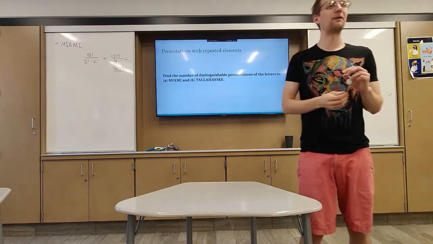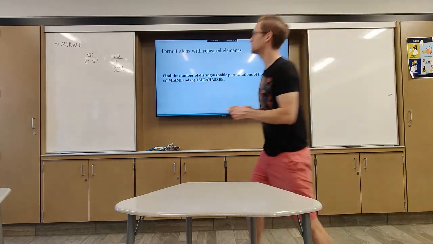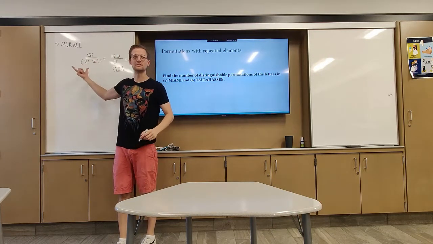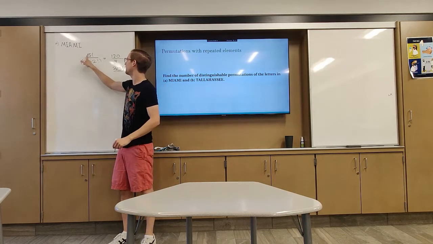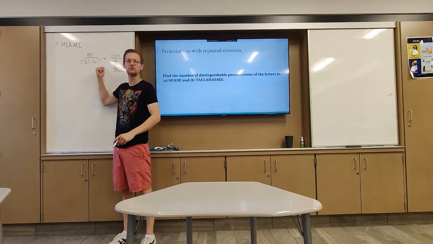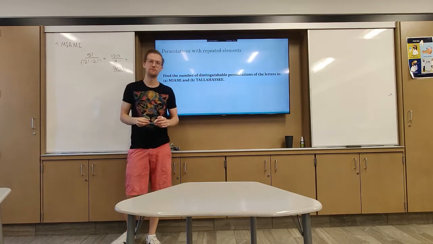Yes, parentheses here, in your denominator. If you don't add the parentheses, it's going to think that you want to divide 5 factorial by 2 factorial, and then that answer multiply by 2 factorial. That's what it's going to think.